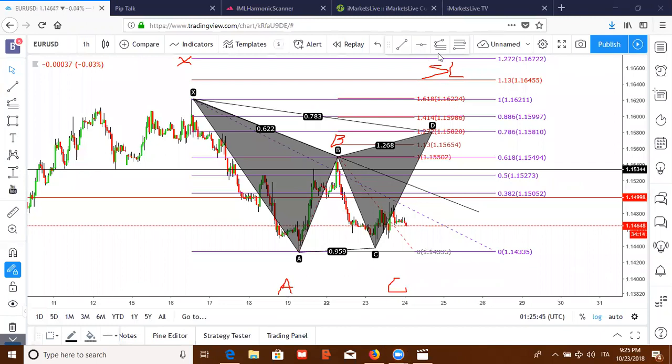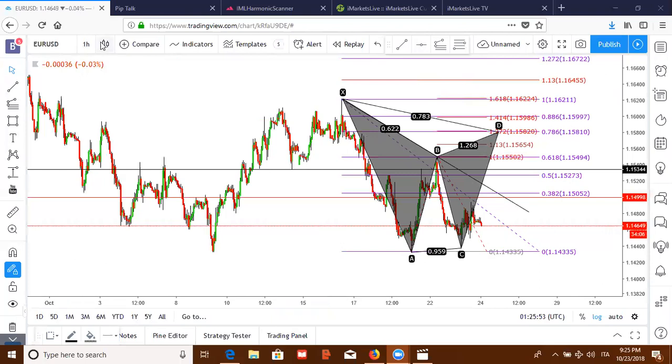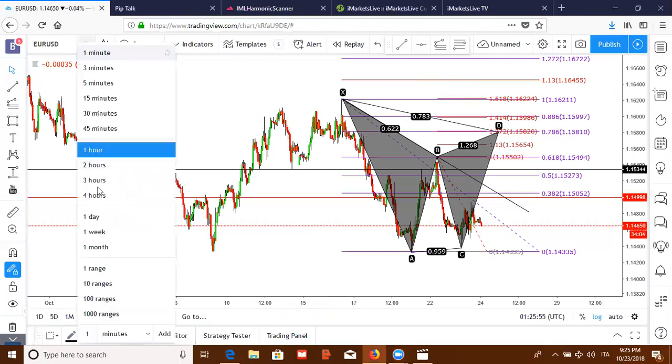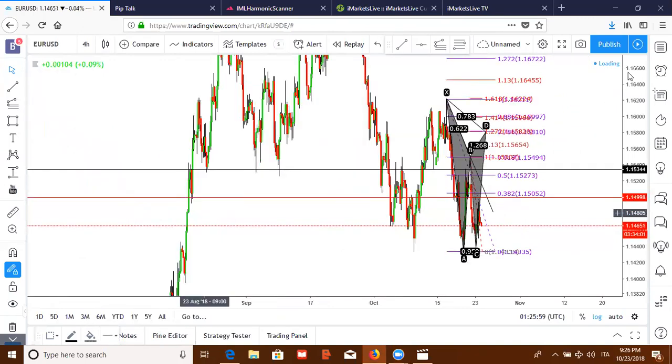I see that I have, on I think the time frame up, let me go ahead and erase everything, clear all drawing tools. I think on the time frame up, let's see, we possibly have another harmonic pattern that could possibly develop as well.